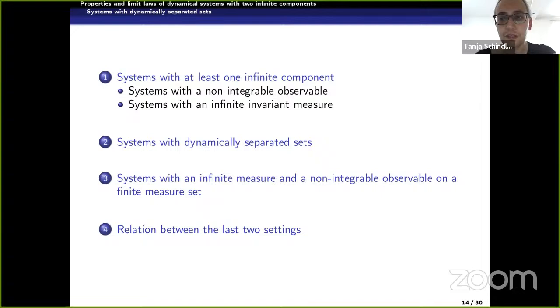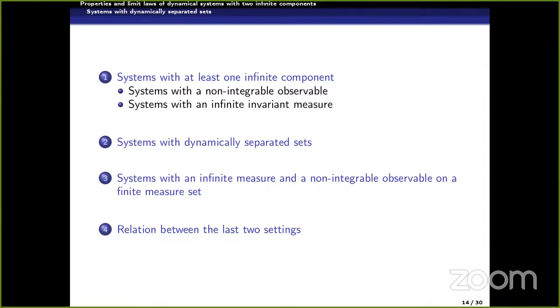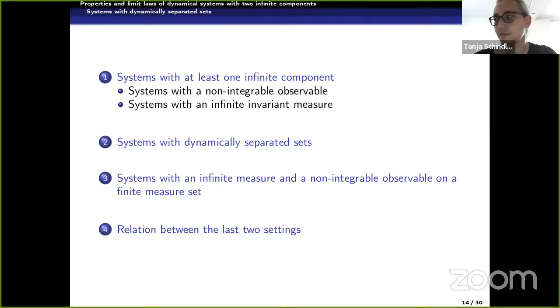Yes, I mean, you could have something like a Liverani-Saussol-Vaienti map with the right alpha. I think it has to be something like alpha equals 1. And then, well, any observable which is integrable. For Bonanno as well? Yeah, exactly. Okay, thank you. Yeah, thanks for asking.